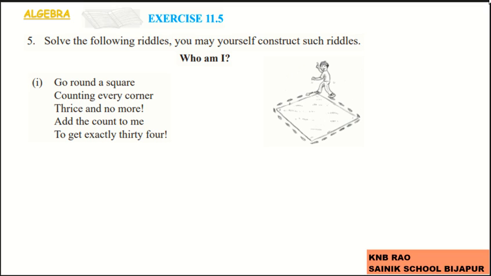First riddle: go around a square counting every corner thrice and no more. Add and count to me to get exactly 34. See children, by watching this sort of sentences, you are asked to say, who am I? If you want to say who am I in this, you need to identify the equation first.